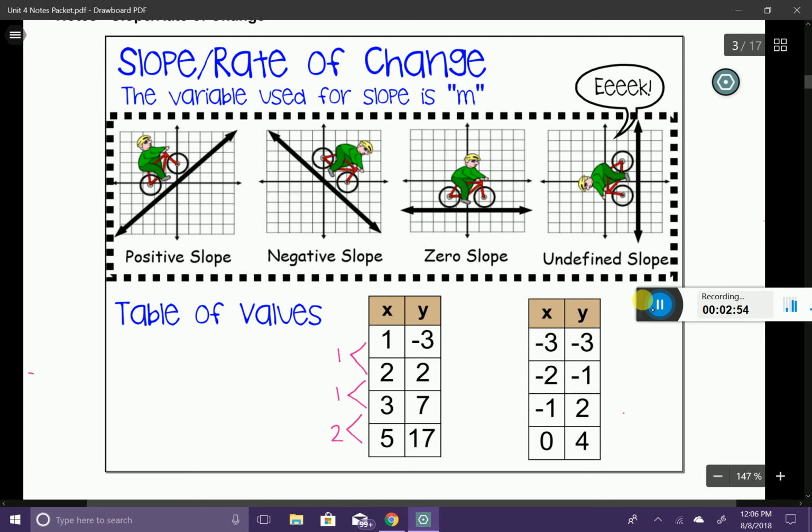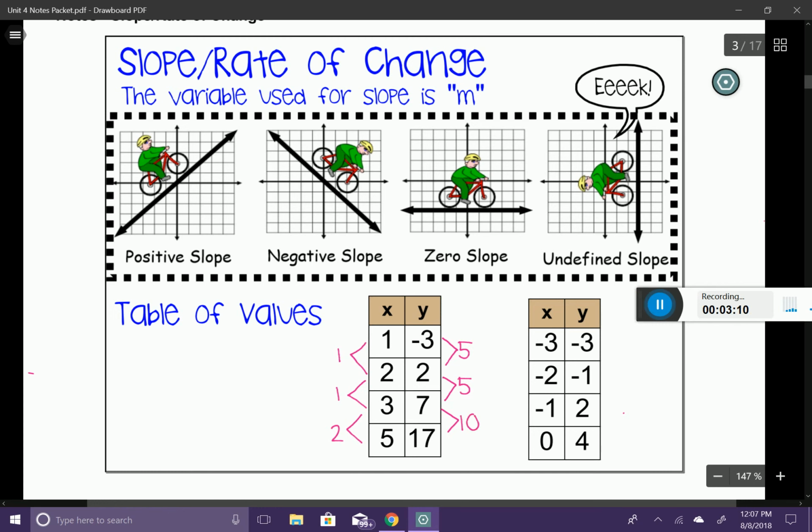And then if I look at my y values, I can see that my first to my second y value is going to be increasing by 5. Second to third is going to be increasing by 5. And then the third to the fourth is going to be increasing by 10.